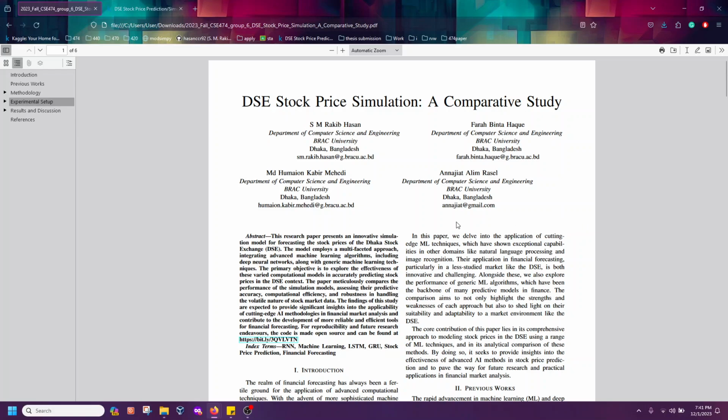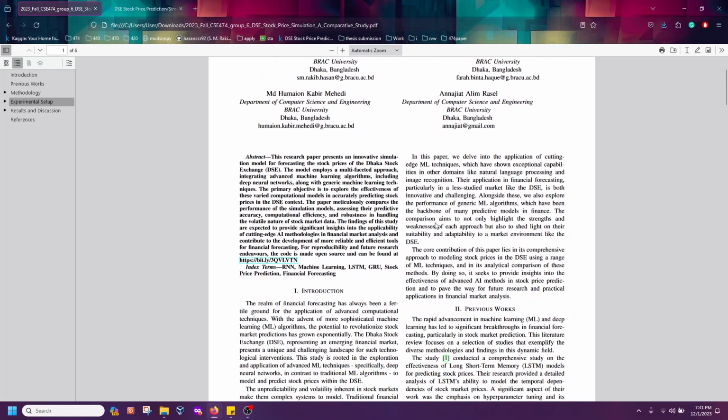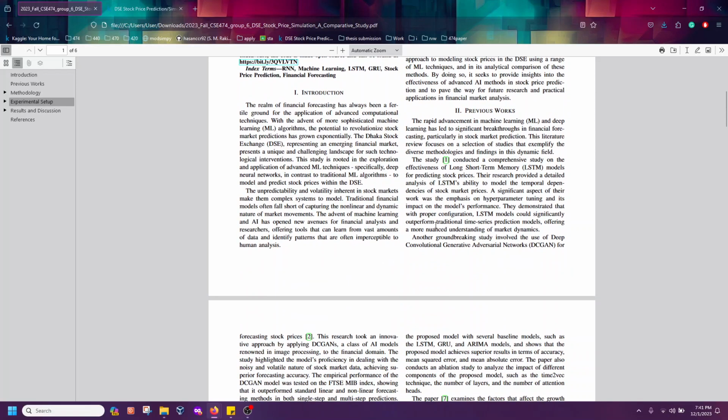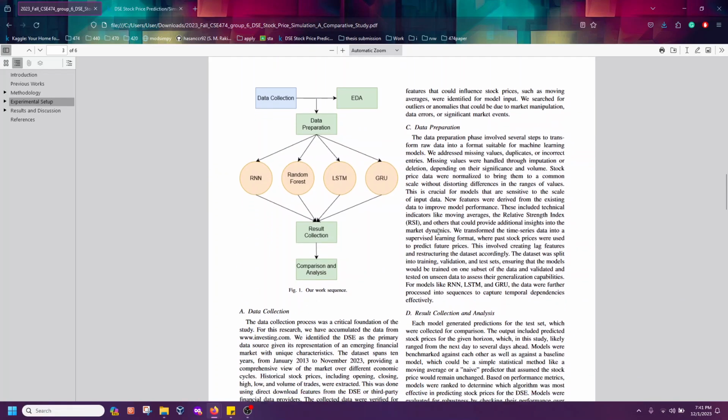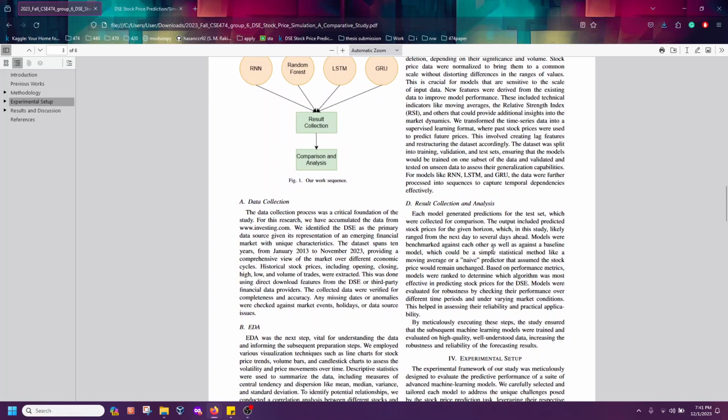So in our previous draft, we discussed the abstract, the aim of this paper, and the literature works along with some of the methodologies. So today we'll discuss the result collection and analysis part and the later parts.